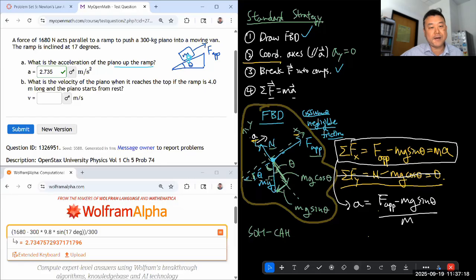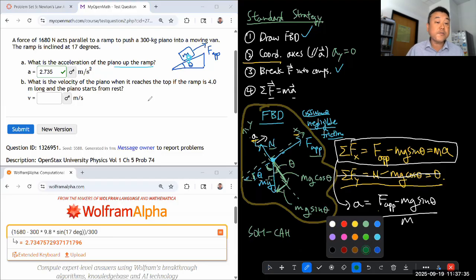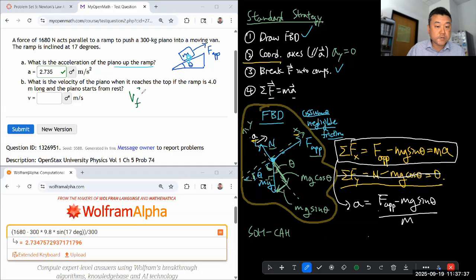What is the velocity of the piano when it reaches the top if the ramp is 4.0 meter long and the piano starts from rest? This is one of those where sometimes we sneak in kinematics questions as a part of a force question. So let me do this quickly. I'm going to use the V squared formula, which says V final squared is equal to V initial squared plus 2 times acceleration times delta x. And if acceleration and delta x are in the same direction, then this product is going to be positive. I can just use it as it is and basically just take the square root of the whole thing to get the V final.